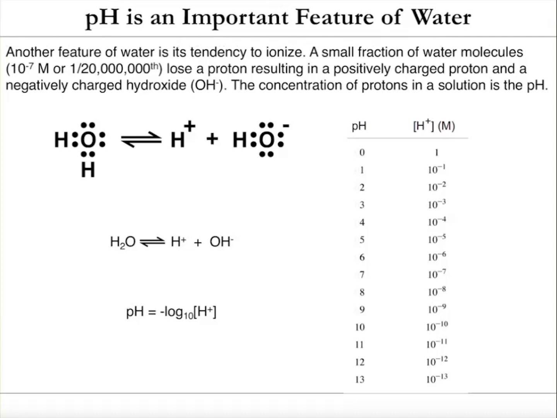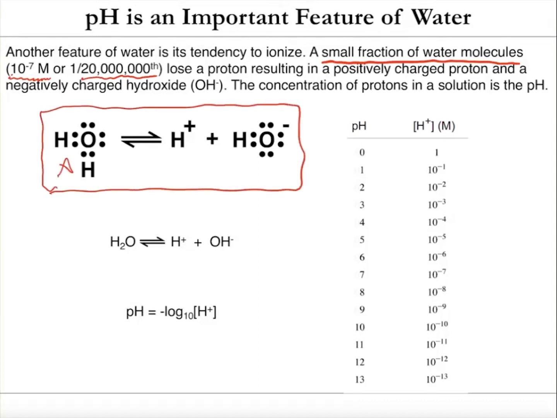So pH is a measurement of the amount of protons that are in an aqueous solution, a solution containing water. So in just normal water, a small fraction of the water molecules, only about 10 to the negative 7 molar, or 1/20 millionth of all the water molecules, this basically is going to occur.